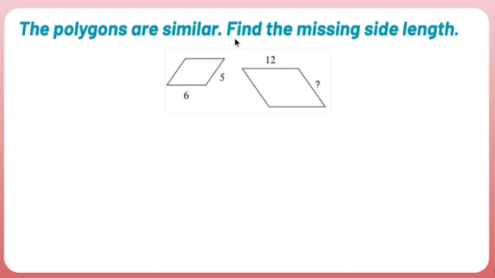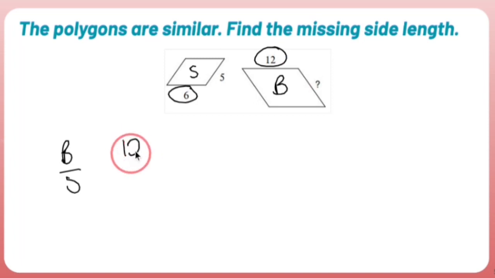The polygons are similar. Find the missing side length. Whenever you're being asked to find the missing side length of similar figures, you're going to want to use proportions. It doesn't matter which way you do it. I always like to make my proportions big to small. Then you make a proportion where you do corresponding side over corresponding side equals corresponding side over corresponding side. So if I look at this, 12 matches up with the 6 on the small. So I'm going to say 12 over 6. That's going to equal, I don't know, on the big one, so I'll put an X, over 5 on the small one.